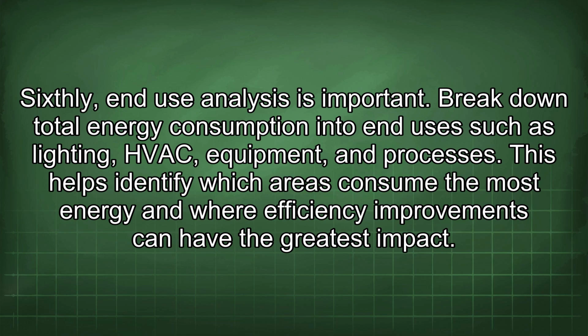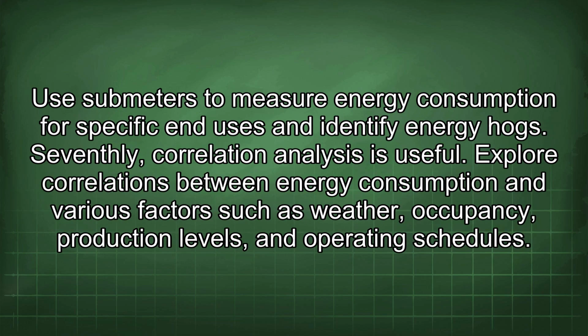Sixthly, end-use analysis is important. Break down total energy consumption into end uses such as lighting, HVAC, equipment, and processes. This helps identify which areas consume the most energy and where efficiency improvements can have the greatest impact. Use submeters to measure energy consumption for specific end uses and identify energy hogs.